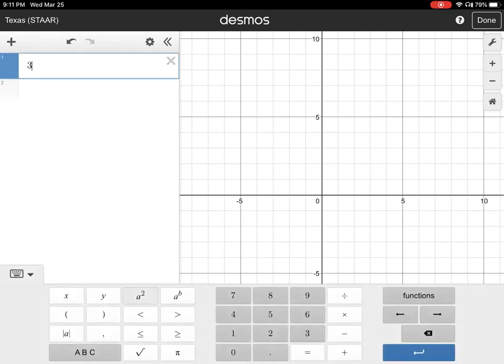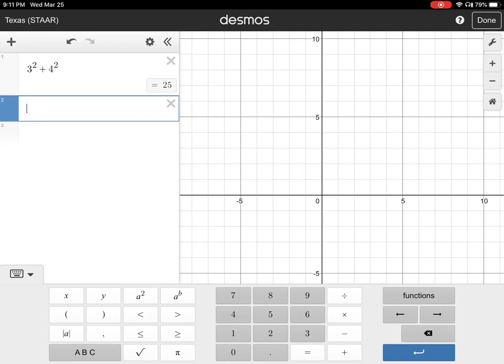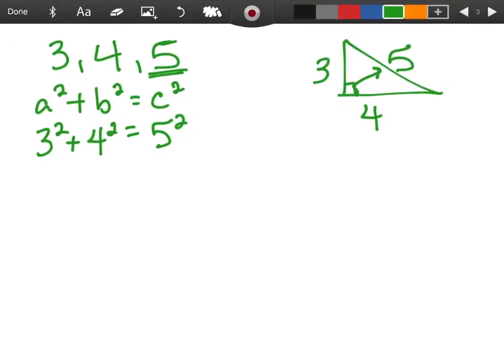And I'm going to do 3 squared plus 4 squared, which is 25. So 3 squared plus 4 squared is 25 equals, well, what is 5 squared? 5 times 5 is 25. So sure enough, 25 equals 25, so I am good. So this is true.